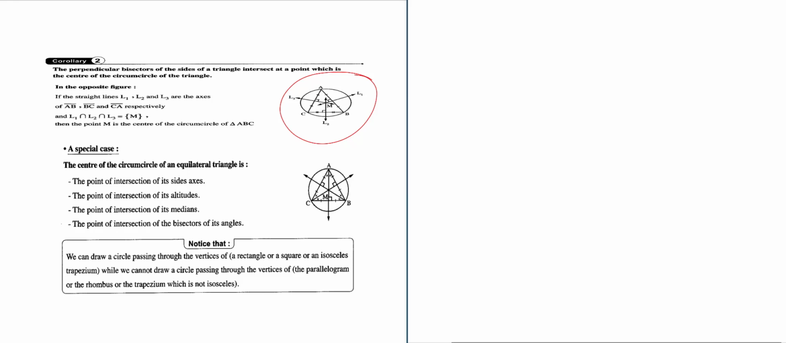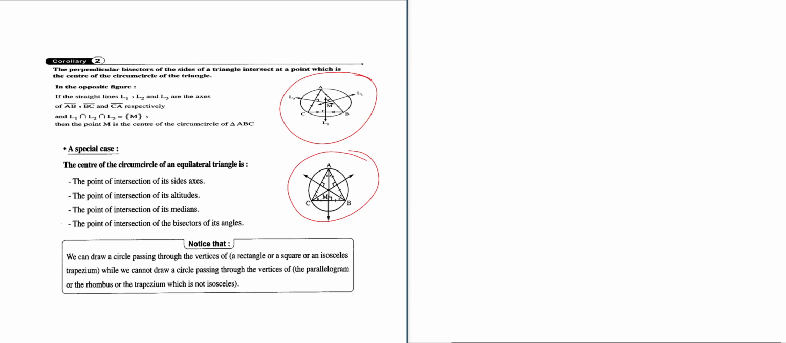Now we know that in a special case, the center of the circumcircle in an equilateral triangle is the point of intersection of its side axes, or the point of intersection of its altitudes, it means heights, or the point of intersection of its medians, or the point of intersection of the bisectors of its angles. This is in what? In an equilateral triangle only.